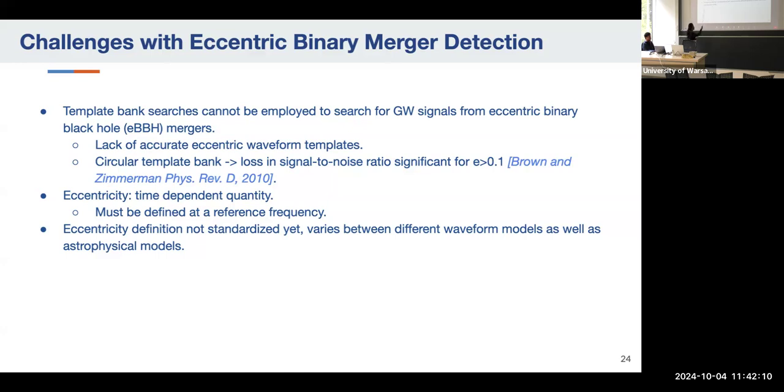Another problem is that eccentricity is sort of a weird concept for a binary black hole system, because eccentricity is a property of a closed orbit, but these are not closed orbits. So the definition itself has not been standardized yet and can vary between different waveform models, which makes it hard to compare results.